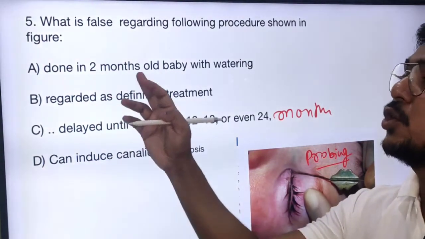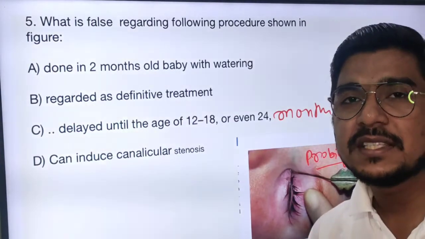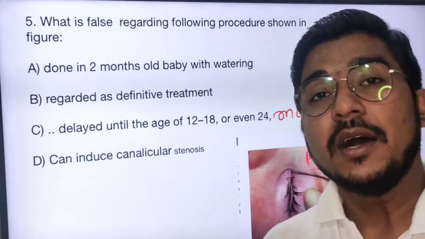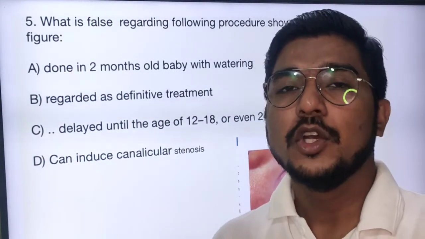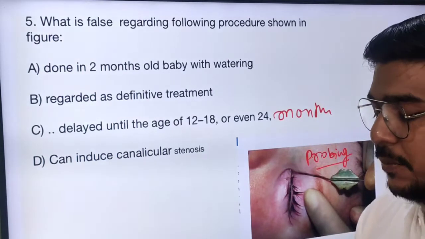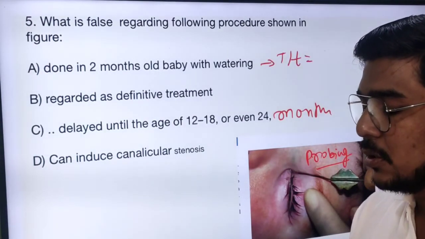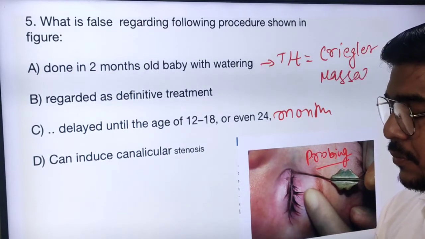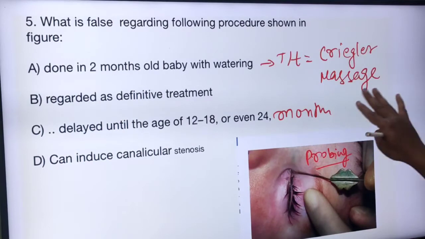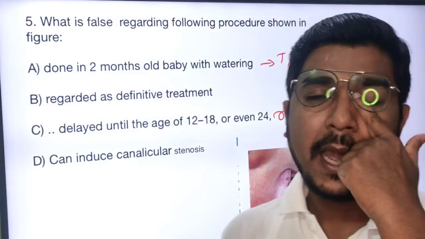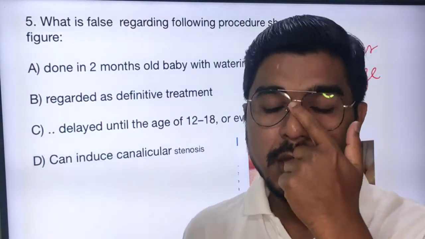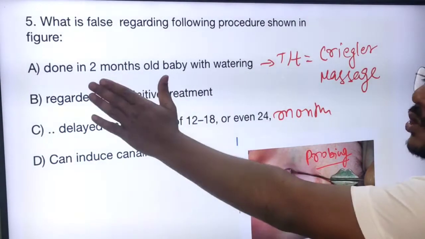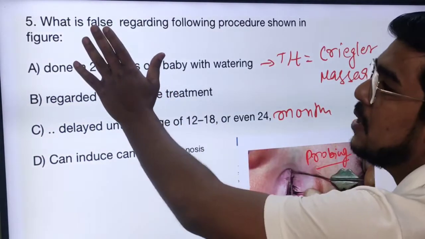Let me tell you, done in 2 months old. We consider that around 2 months of age or 6 months of age or until 1 year of age, the obstruction is mainly membranous. So we recommend the treatment there is Crigler massage. We press here and then move in this direction. So this is Crigler massage. Obviously nothing to do with probing. Probing is not at all done in this condition. So this is the false statement.